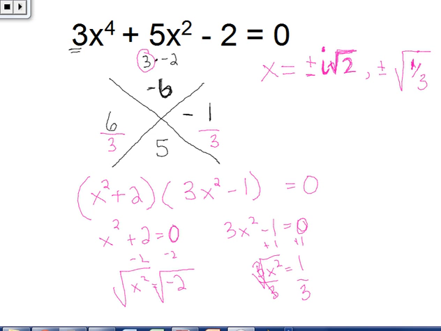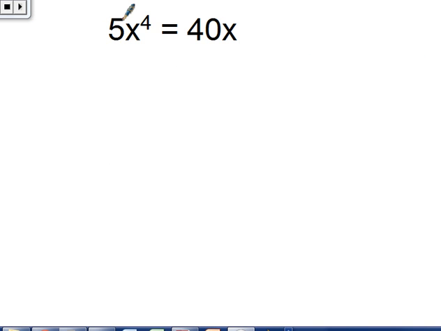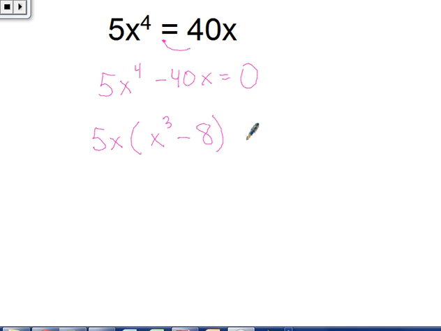Okay, and I believe there's one more example. Here we have a 5x to the 4th equals 40 times x. So what we want to do here is make this equal to 0. So I'm going to subtract my 40x from both sides, so that I have something that I can now factor. So 5x to the 4th minus 40 times x both have a 5 and an x in common, leaving me with an x cubed minus 8 as my factor.